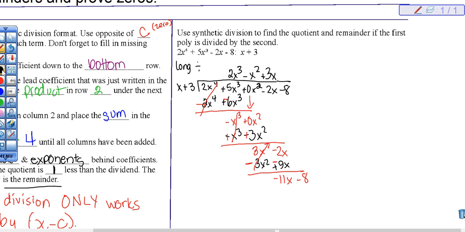Last step. Negative 11x divided by x is negative 11. So that's negative 11x minus 33. Last step, go in and change the subtraction. Or we're going to change it by subtracting negative 11. That's plus 11 and plus 33. And we get a remainder of 25.